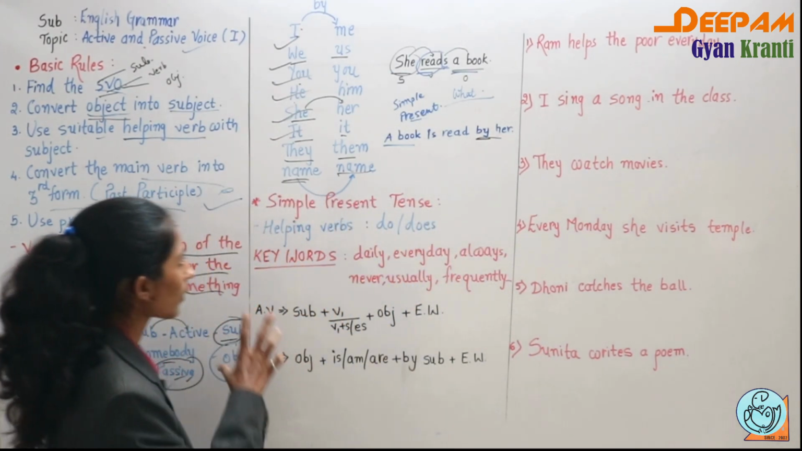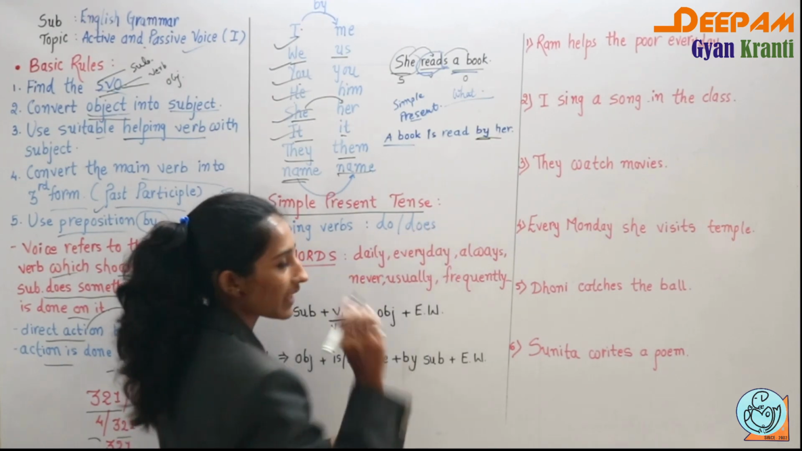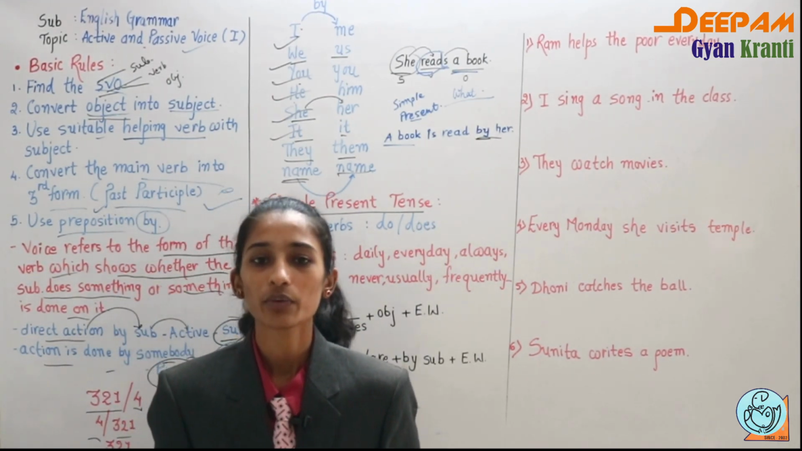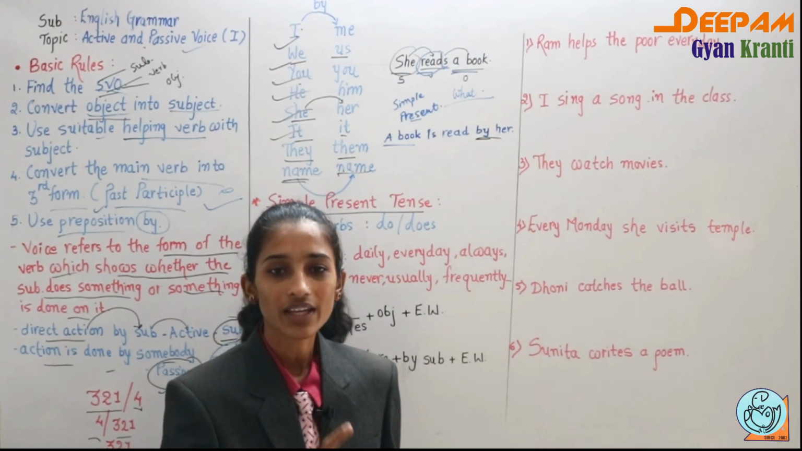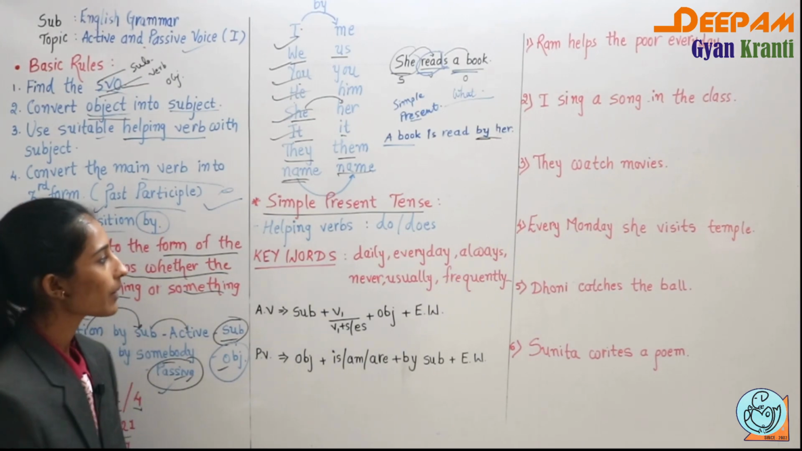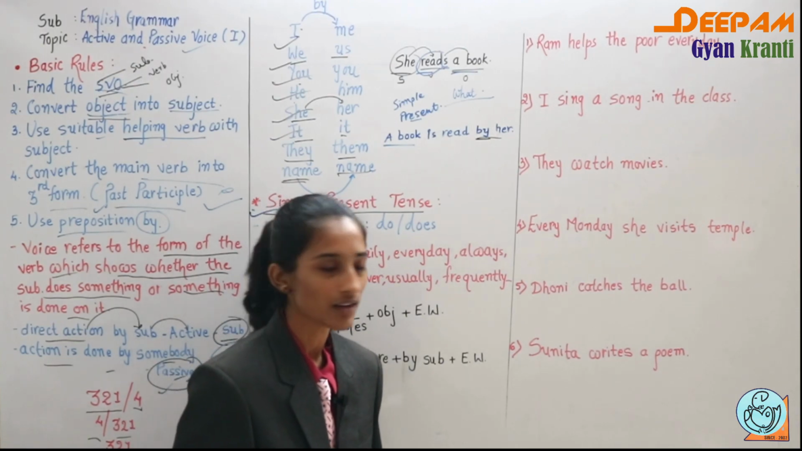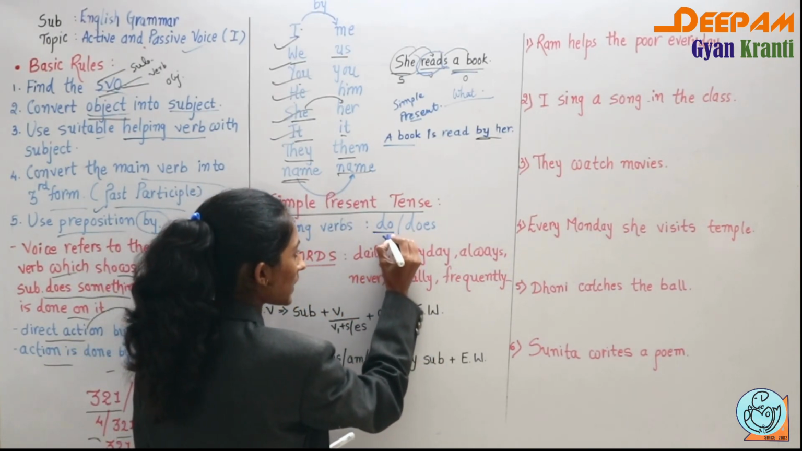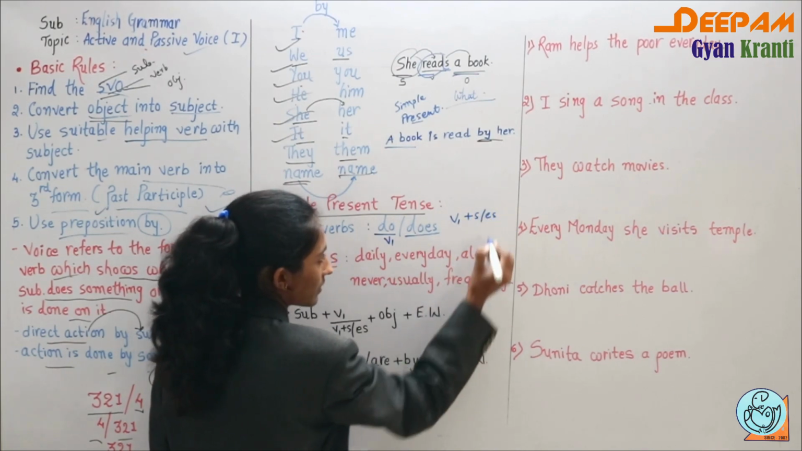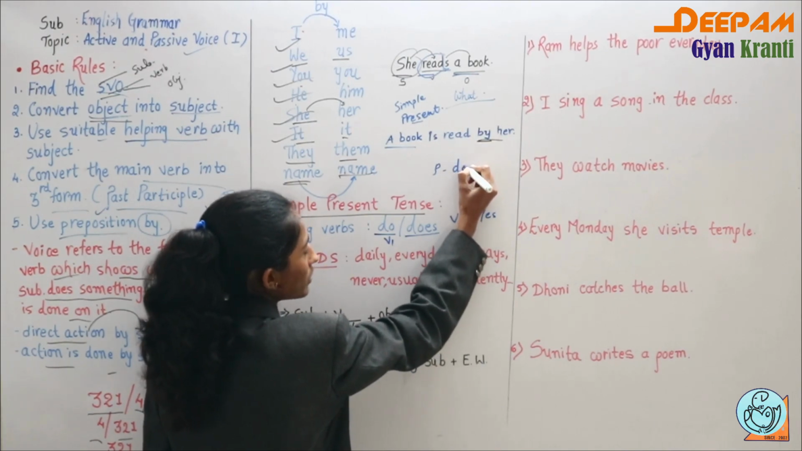So now from here we are going to start with simple present tense. Means if the sentences are given in simple present tense and you have to change them into passive voice, then how can you change them? See, you know very well that if we are talking about simple present tense, the main helping verbs are do and does. Means do indicates the V1 form and does indicates V1 plus s or es. Now you know very well that if the subject is plural, we have to use do.